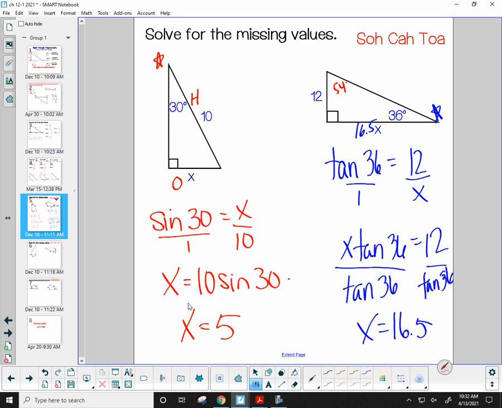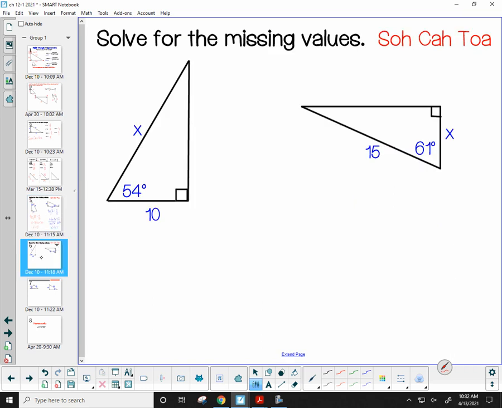Good? All right, let's try another one. So over on the left here, we're going to position ourselves at 54. What is the x? Hypotenuse. What's the 10? Adjacent. So what do I want to use? Cosine. So we have the cosine of 54 equals adjacent over hypotenuse. So go ahead and cross multiply and solve.